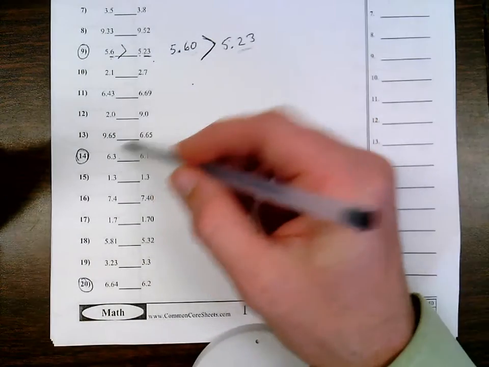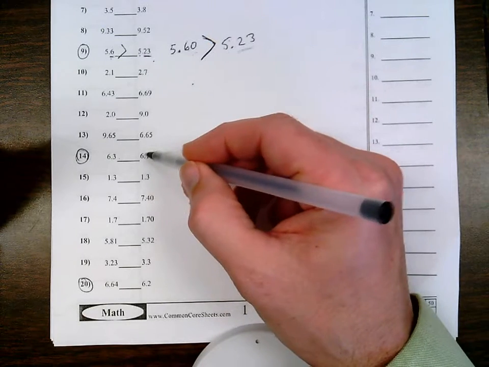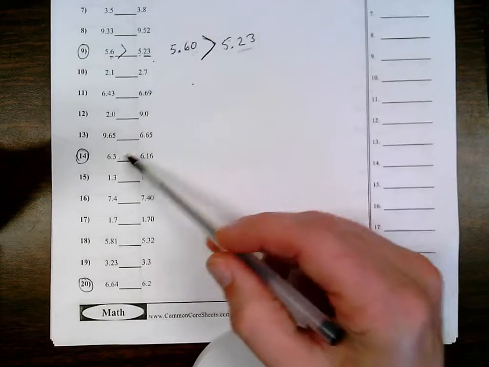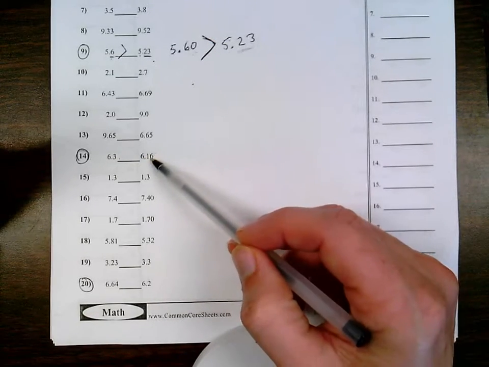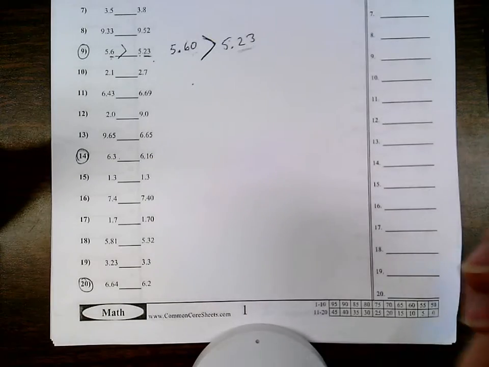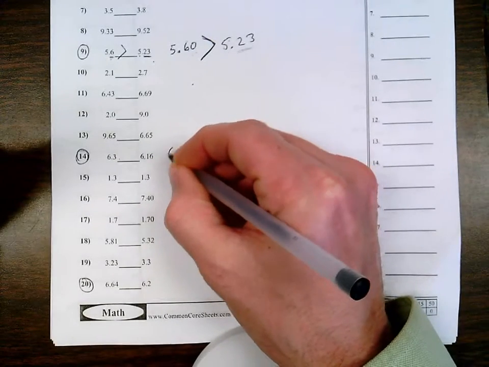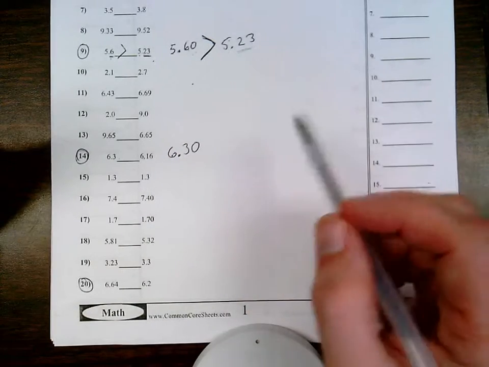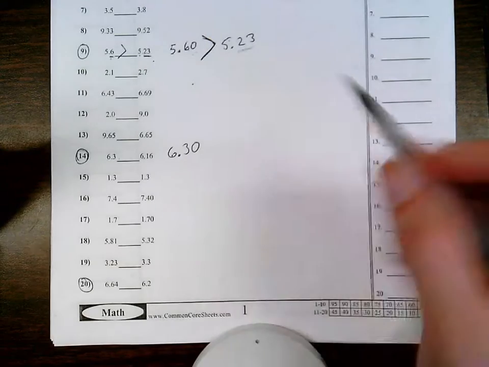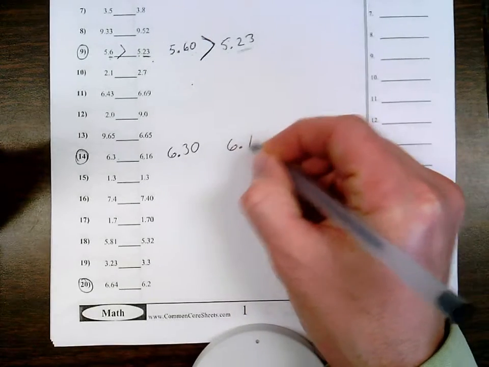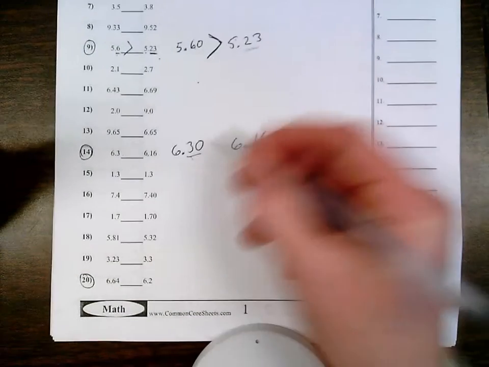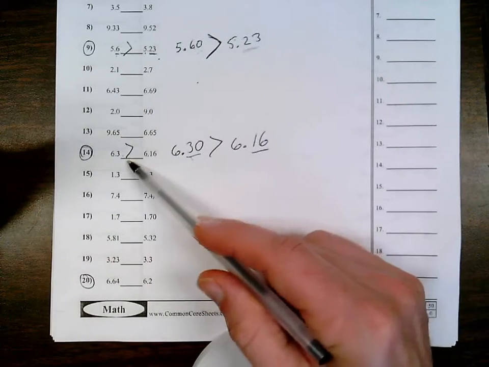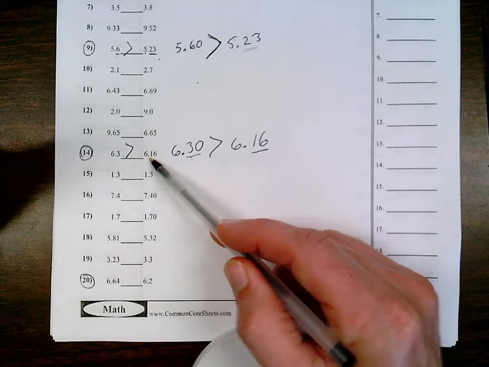Down to this one here, 6 and 3 tenths compared to 6 and 16 hundredths. We compare the whole numbers, they're both the same. We look at the decimals. This one has more decimal places than this one, so to make it easy to compare, I make them both have the same number of decimal places. So I add a 0 behind the 3 in 6 and 3 tenths to make it 6 and 30 hundredths, and I compare that to 6 and 16 hundredths. 30 is larger than 16, so 6 and 3 tenths is larger than 6 and 16 hundredths.